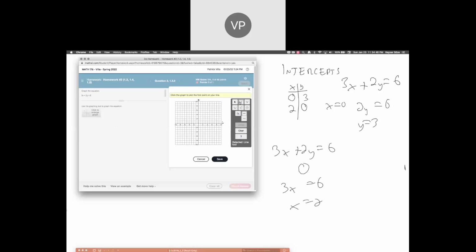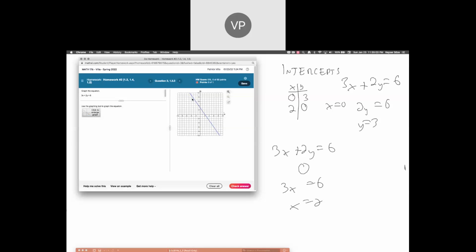And people always ask, well, how many points do you need to graph a line? Minimum, you need 2. I always recommend getting a third point just in case. But let's plot what we have. We have (0, 3), we have (2, 0), and there's my equation. There's my line right there. It does it all for you.